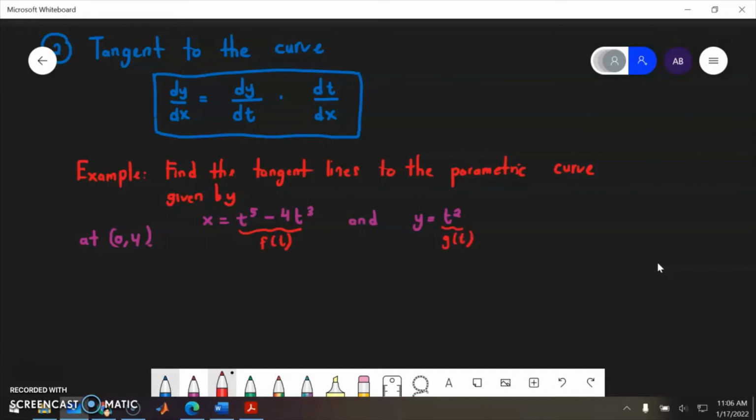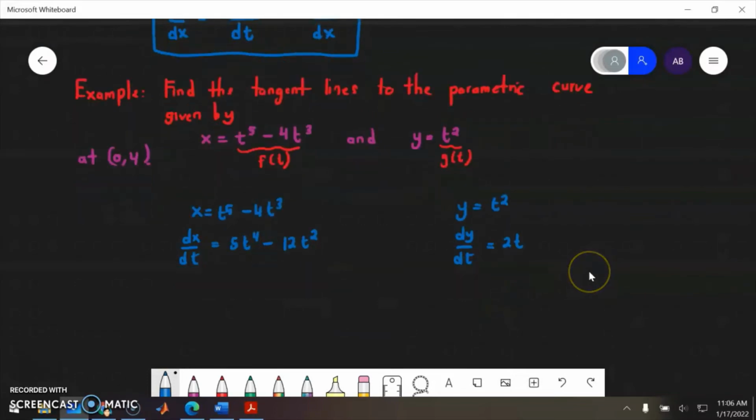Okay, let's find the derivative. To find the derivative of x with respect to t, t to the power 5 minus 4t cubed. So dx/dt is 5t to the power 4 minus 12t squared. And for this one, dy/dt equals 2t.